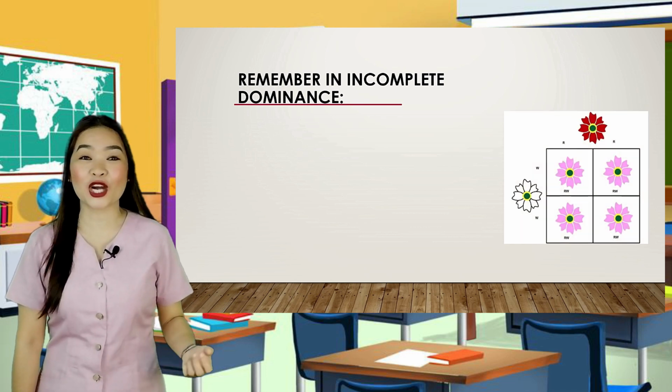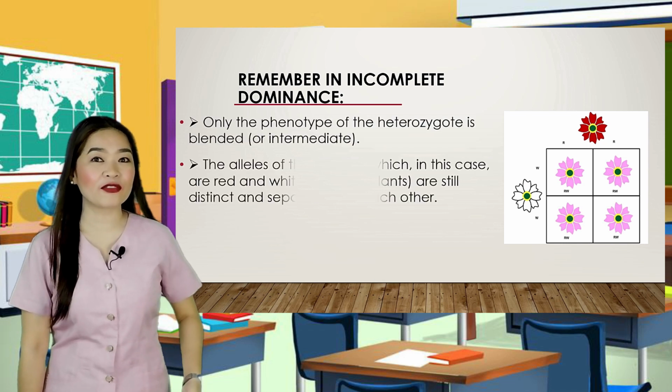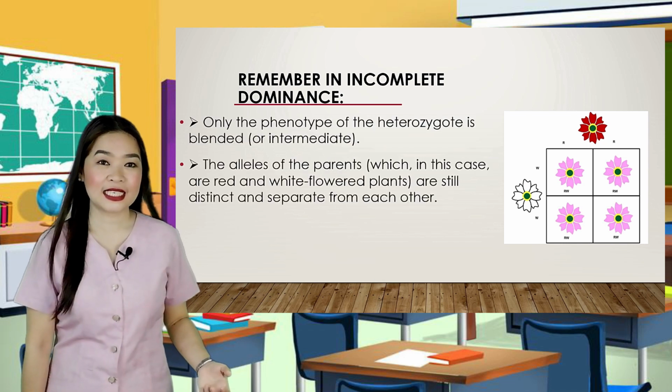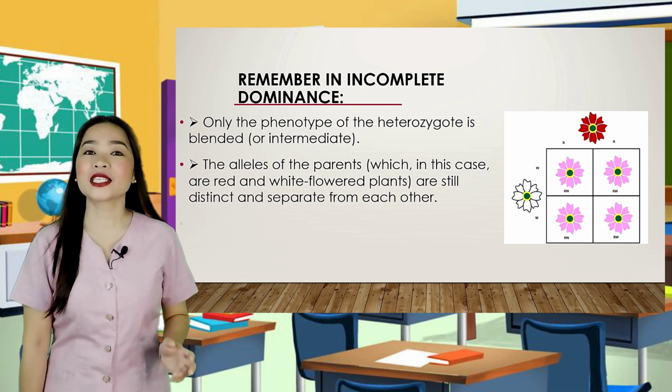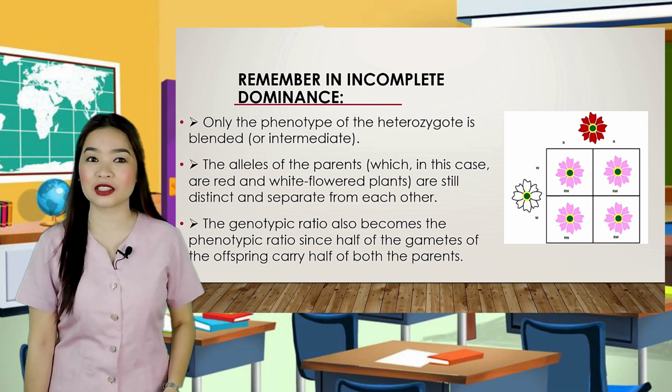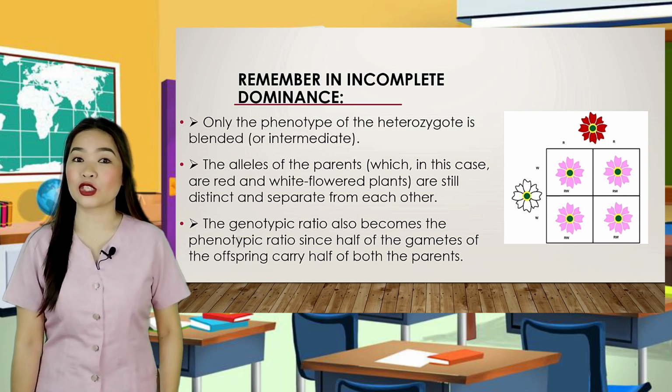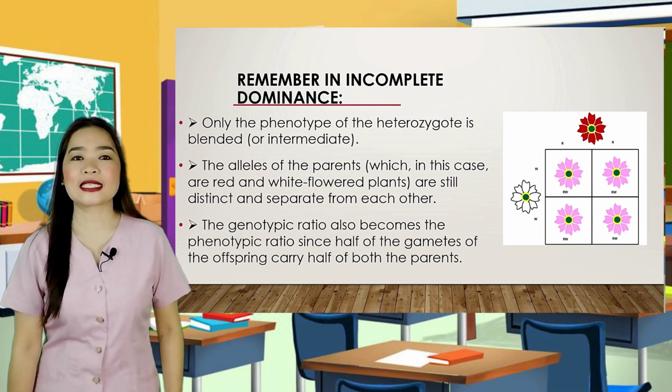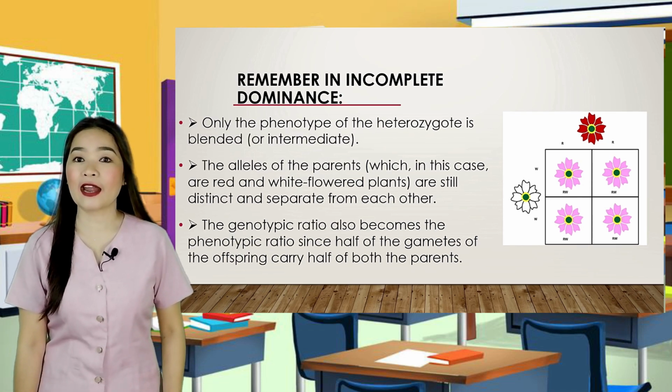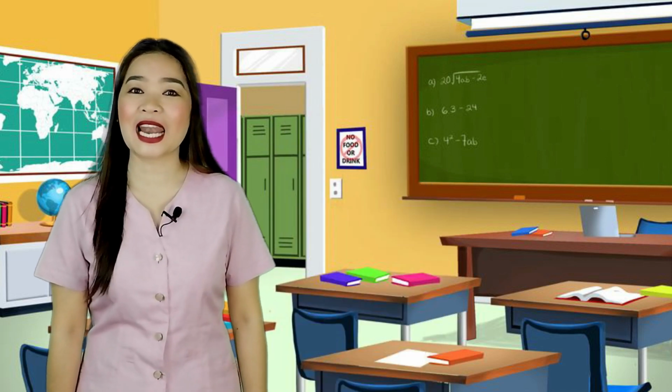Remember, in incomplete dominance, only the phenotype of the heterozygote is blended. The alleles of the parents are still distinct and separate from each other. And the genotypic ratio also becomes the phenotypic ratio since half of the gametes of the offspring carry half of both of the parents. You have previously learned that incomplete dominance is a form of intermediate inheritance in which one allele for a specific trait is not completely dominant over the other allele. Am I right?